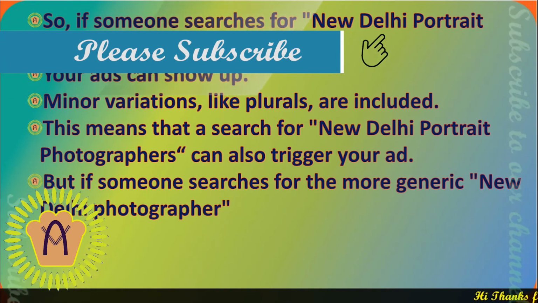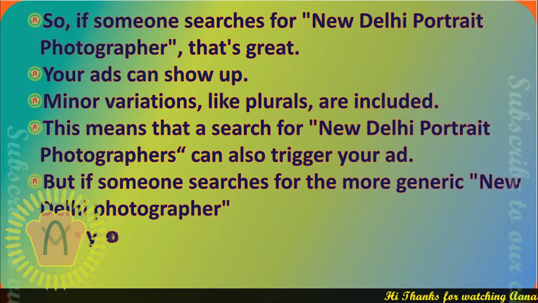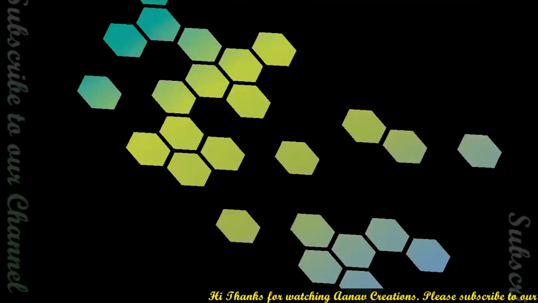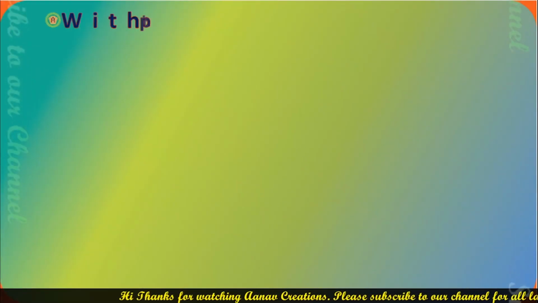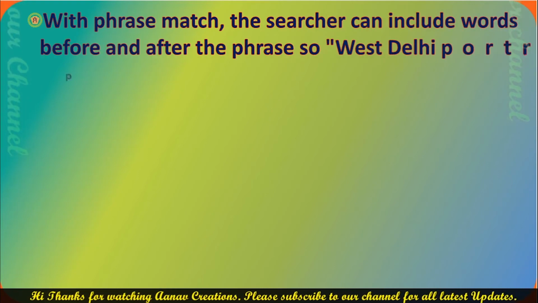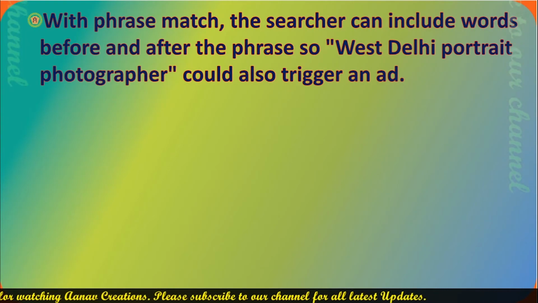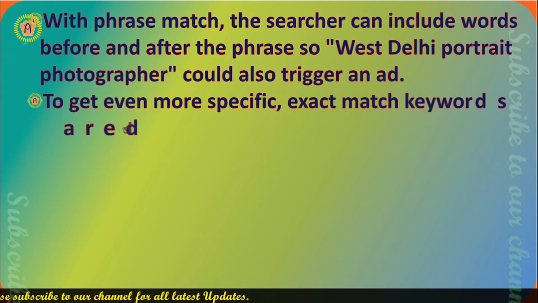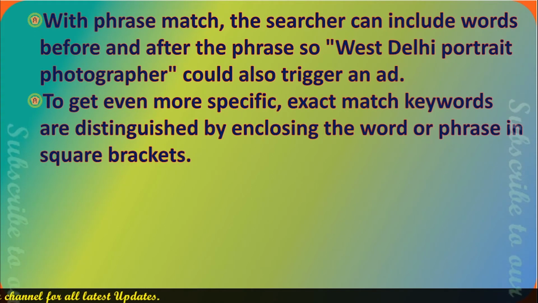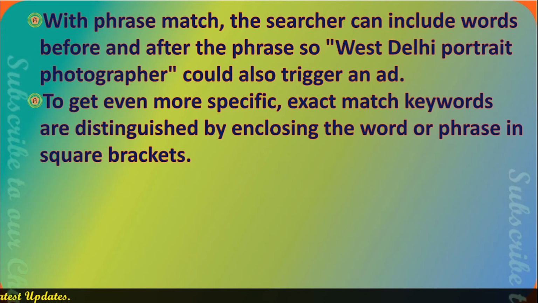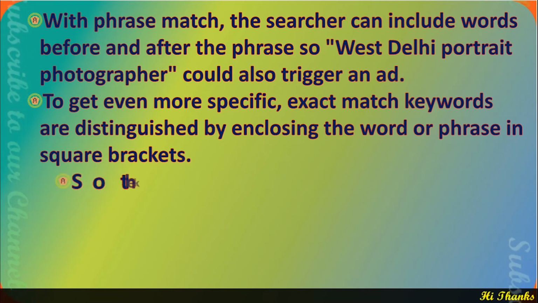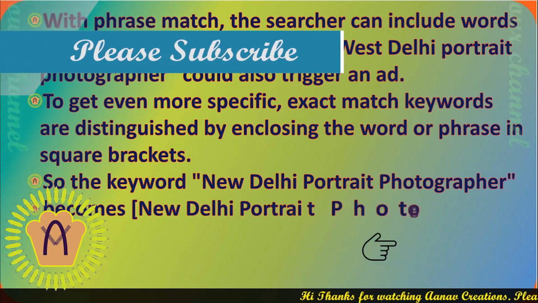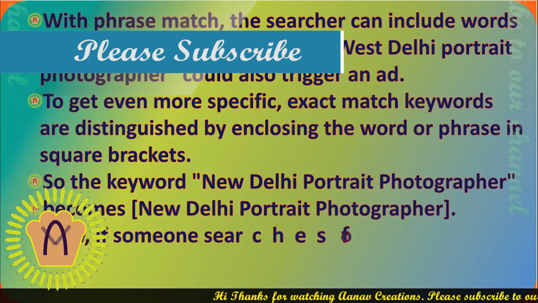But if someone searches for a more generic New Delhi photographer, your ad won't show because the word portrait is missing in that particular phrase. With phrase match, the searcher can include words before and after the phrase, so West Delhi portrait photographer could also trigger an ad. To get more specific, exact match keywords are distinguished by enclosing the word or phrase in square brackets. So, the keyword New Delhi portrait photographer becomes [New Delhi portrait photographer].